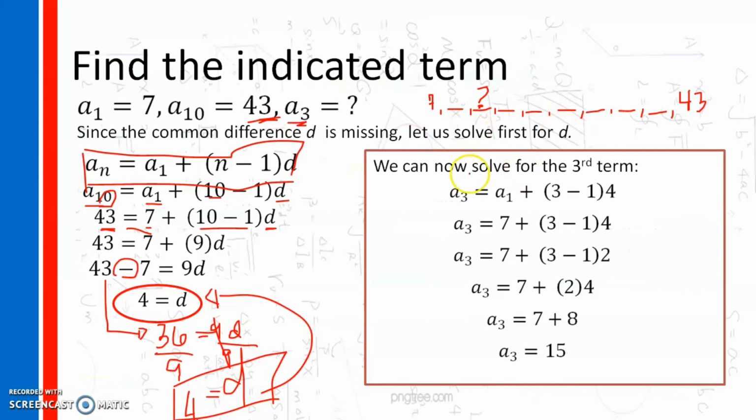So, para ma-generate natin or mahanap natin yung third term na hinahanap ng ating problem, substitute lang natin yung mga values na present, which is a sub 3, a sub 1, the value of n is 3, and of course, yung nahanap natin na common difference, which is 4. Substitute that, so we have 7 for the first term, n minus 1 times d, and we are down now with the third term, which is 15. Therefore, the arithmetic mean between 7 and 43 that is at the third term is 15. So let's have another problem.